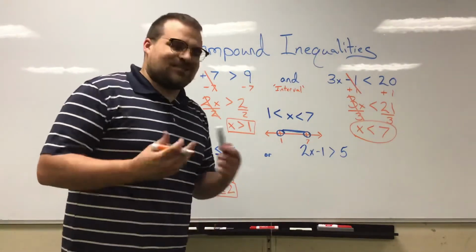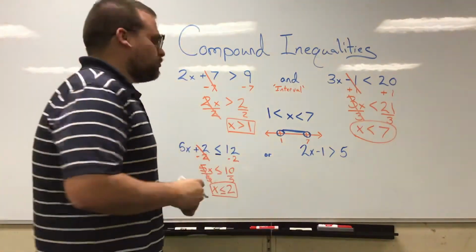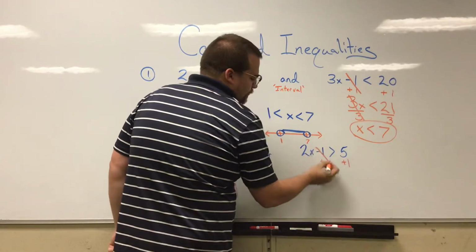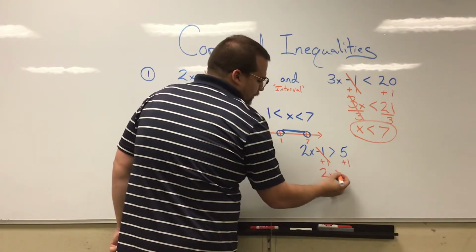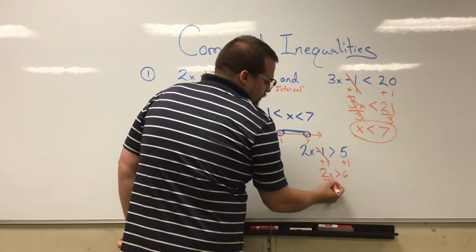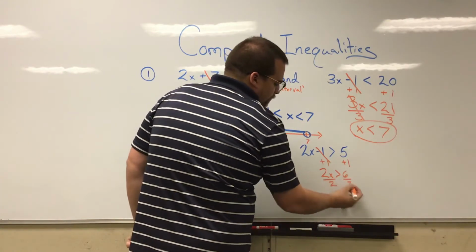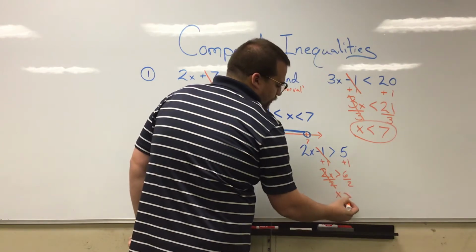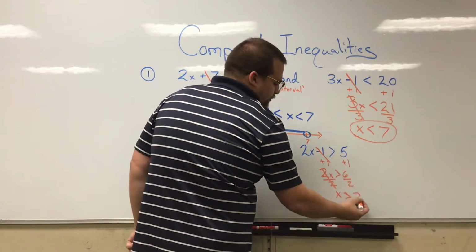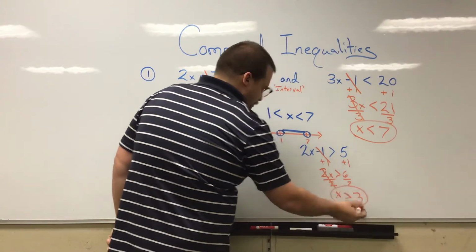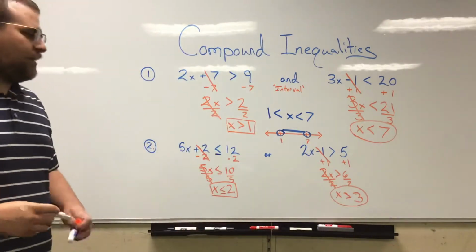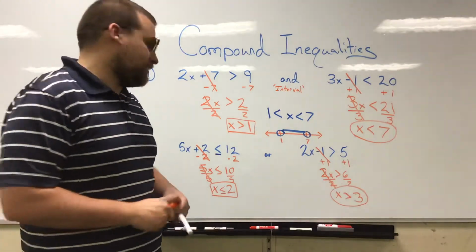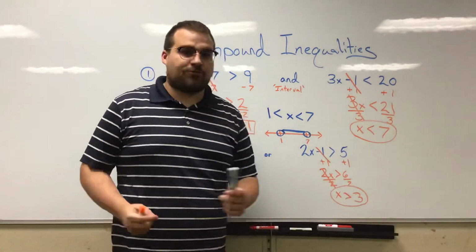We can look at the second inequality and solve it as well. Let's add 1 to the other side. Get 2x is greater than 6, and then divide by 2. That gets x on its own, and 6 over 2 is 3. So there's our other statement. X must be less than or equal to 2, but x must be greater than 3.